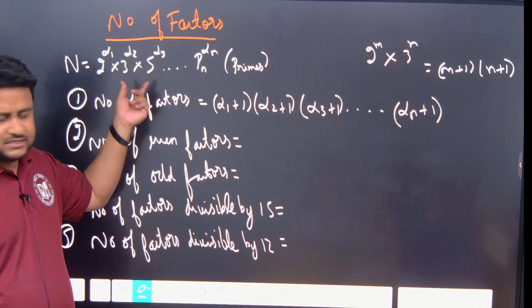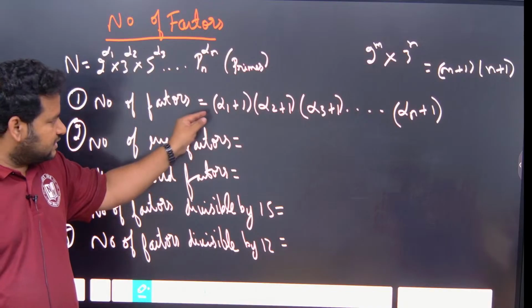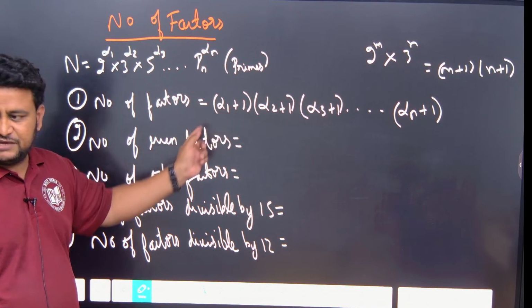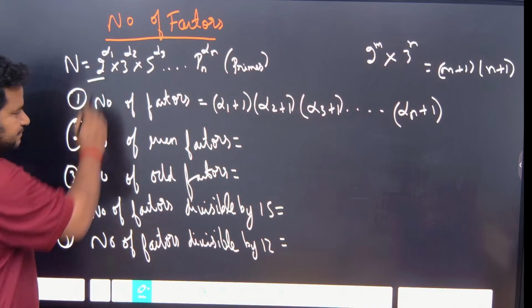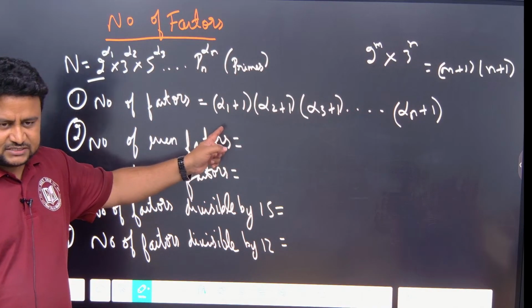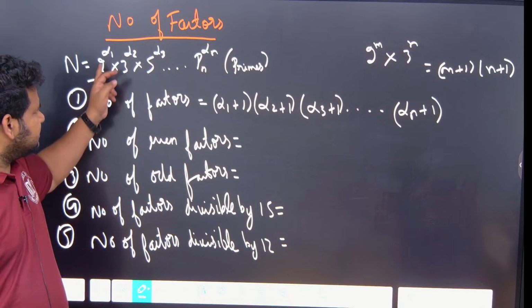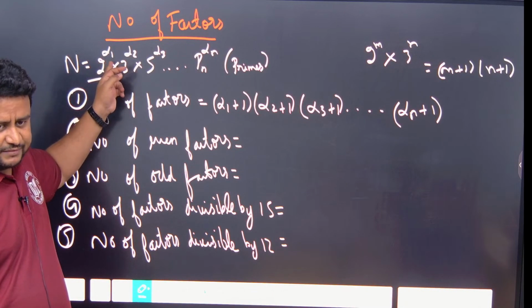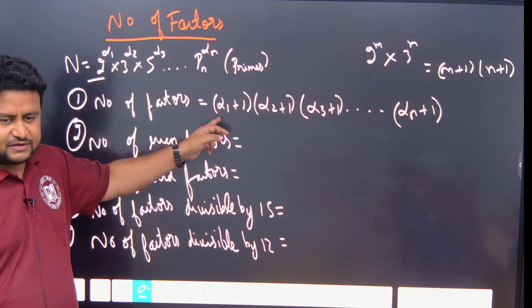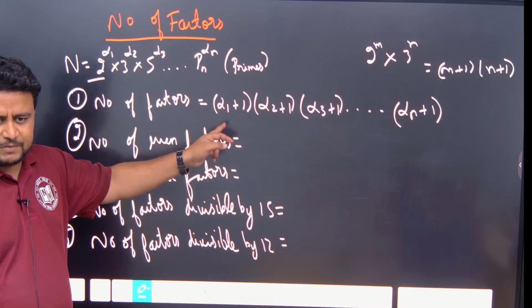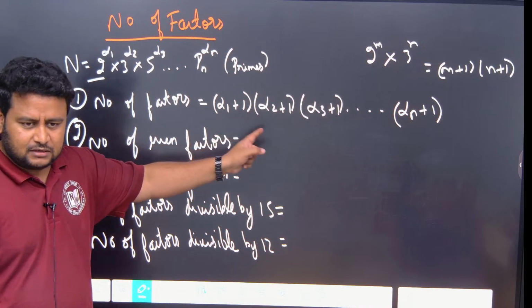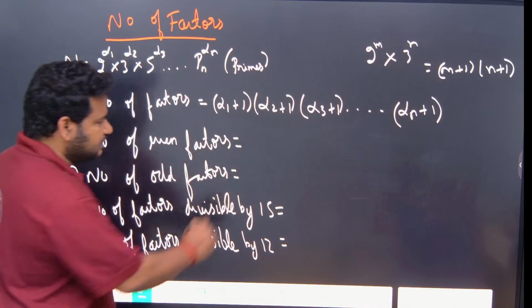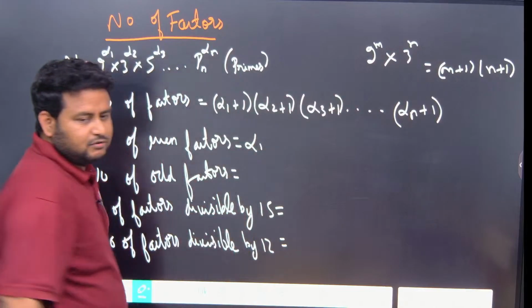Alpha 1 is there. When you are talking about even factors, instead of writing alpha 1 plus 1, even factor means alpha 1 plus 1 minus 1. So here we are considering even, meaning alpha 1 plus 1 is there. For even, alpha 1 is a factor. The number of factors we were writing as alpha 1 plus 1. So here you have to subtract 1, and you will write it as just alpha 1.